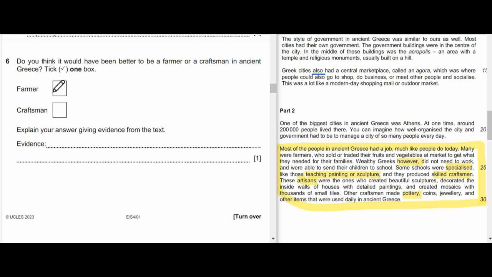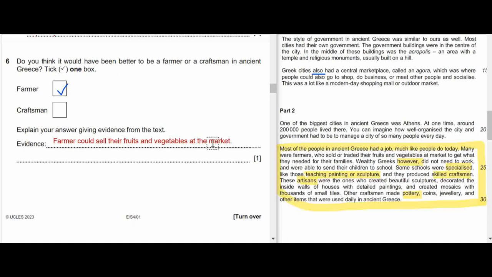We choose farmer. So let's find the evidence from the text. Farmers, they could sell or trade their fruit and vegetable at market to get what they need for families. So that will be evident from the text. Let's type it down. Write this answer. Farmer could sell their fruits and vegetable at the market.